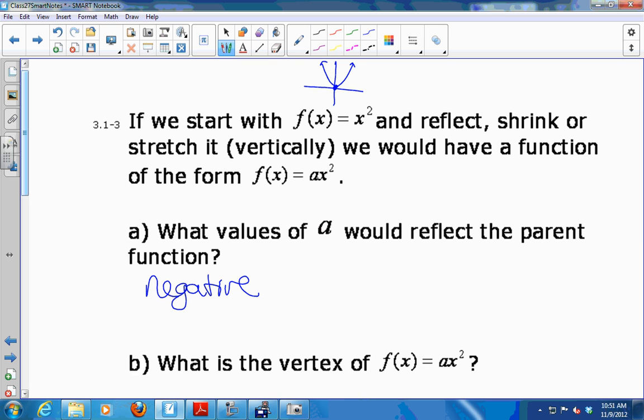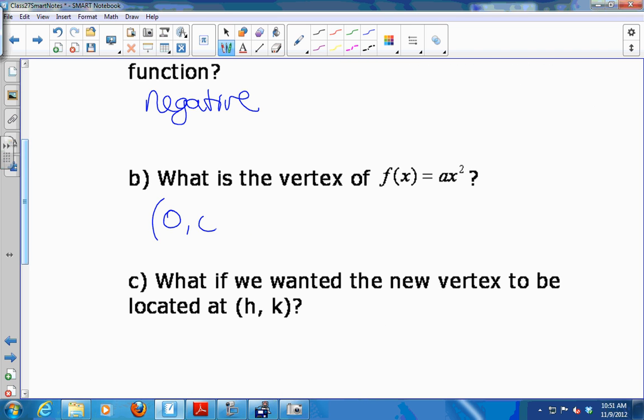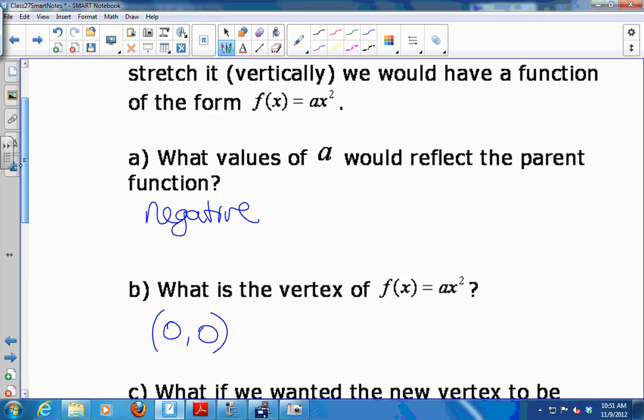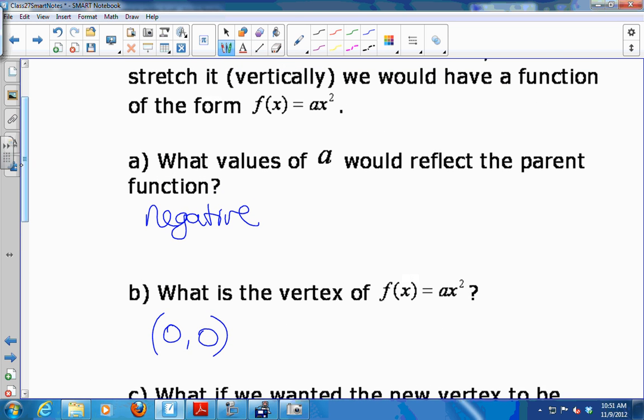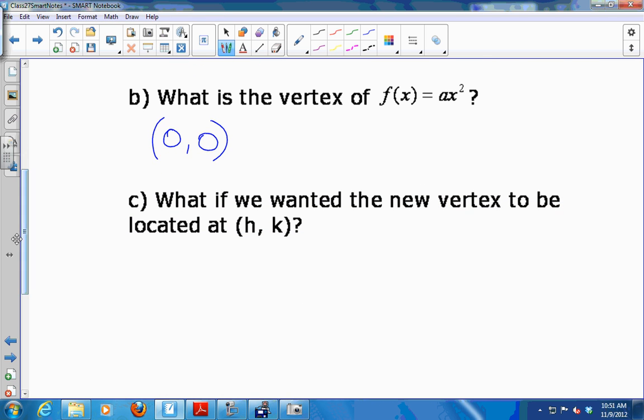Well, what are the coordinates of this point right now? 0, 0. If I multiply the y coordinate by something, it's going to still be 0, 0, right? So it actually stays right where it is, because a vertical stretch just multiplies the y coordinate, and the y coordinate is already 0. When you multiply by 0, you still get 0. So my vertex is still going to be at 0, 0.